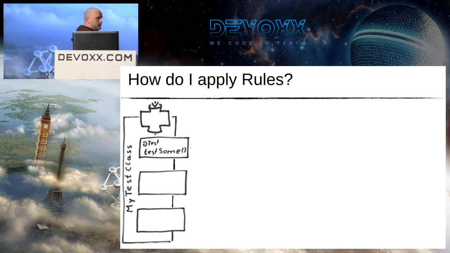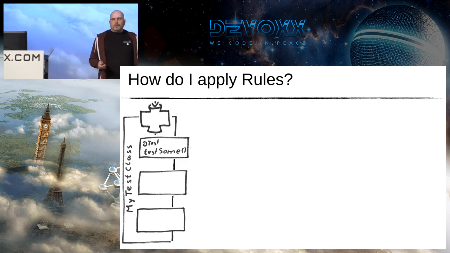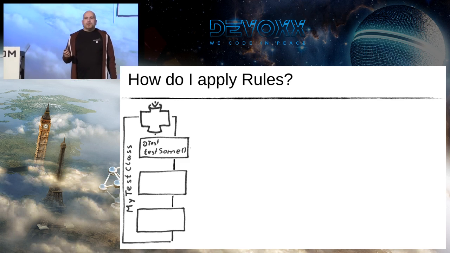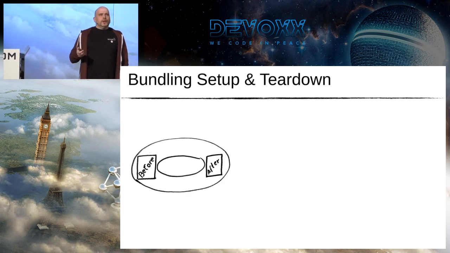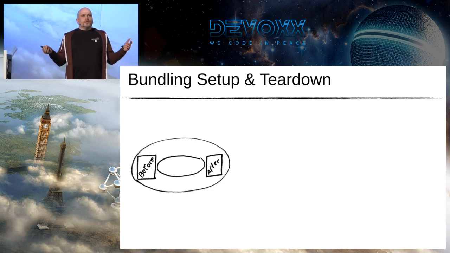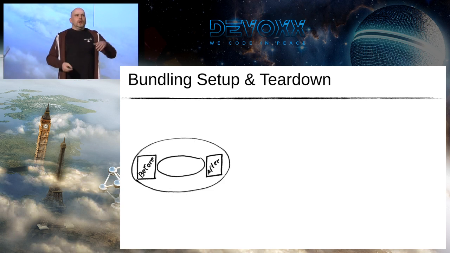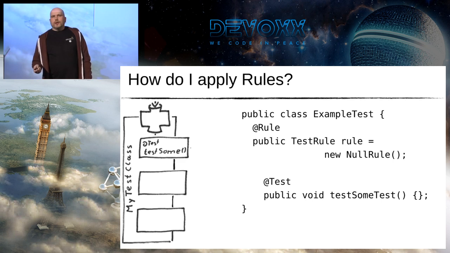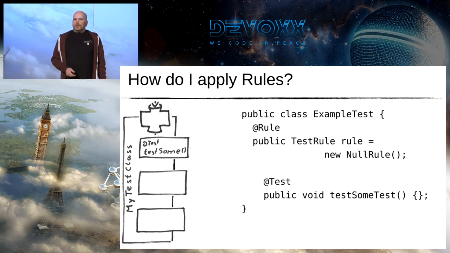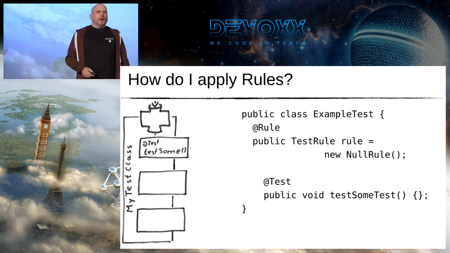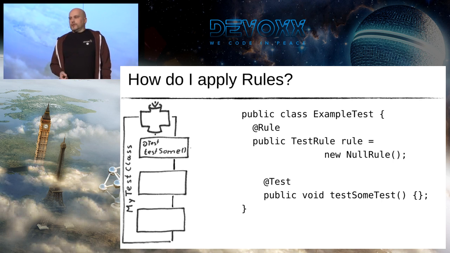Let's start with the example I had in the beginning: the missing after. How do we solve this with rules? Simple. We create a statement that contains the original statement, but before it executes some code, and after it executes some code. Since it's now bundled in a single rule, it's really hard for a developer to forget about it. Just plug the rule into your test and you get set up and tear down at the same time.